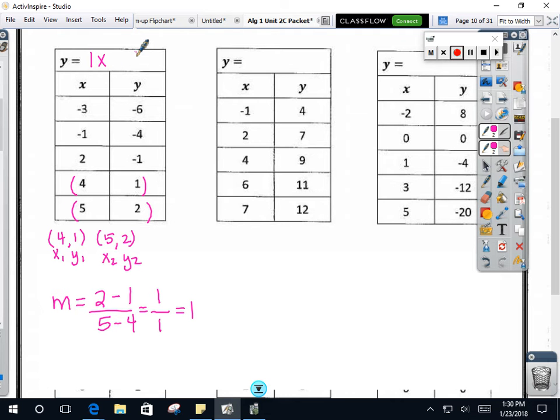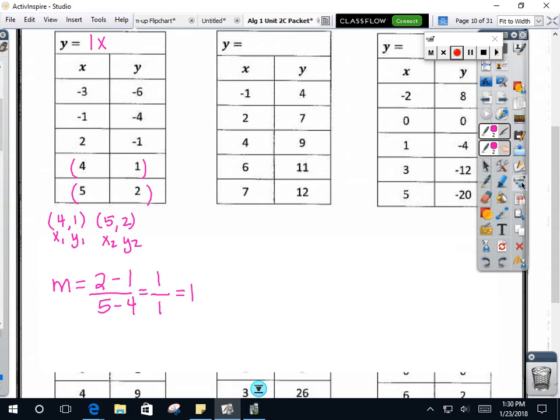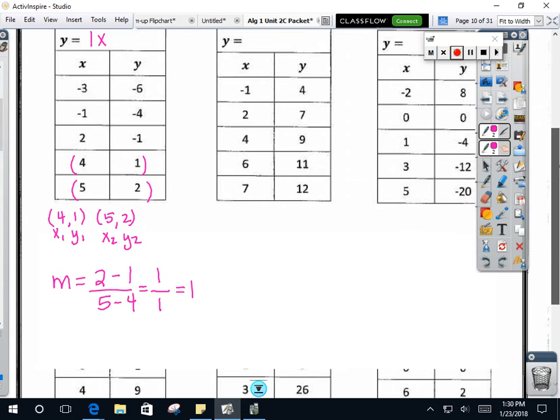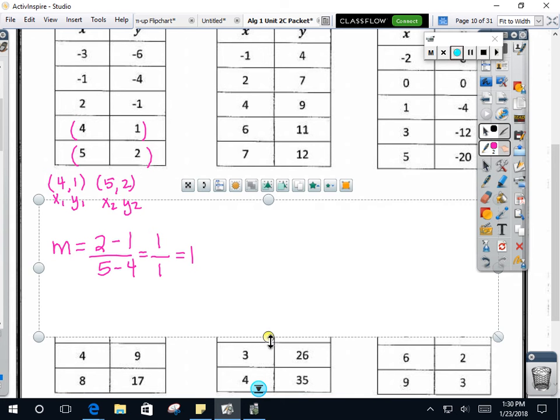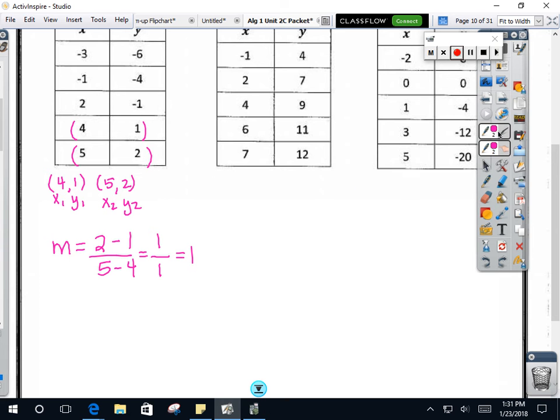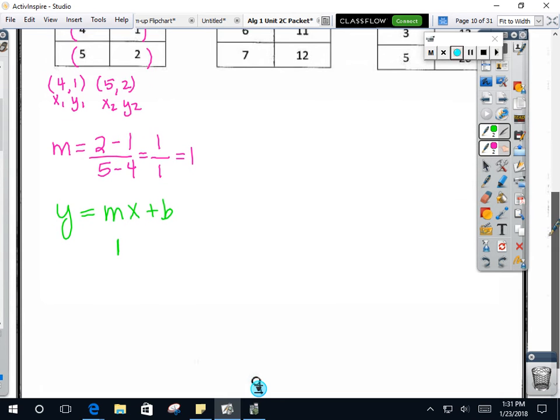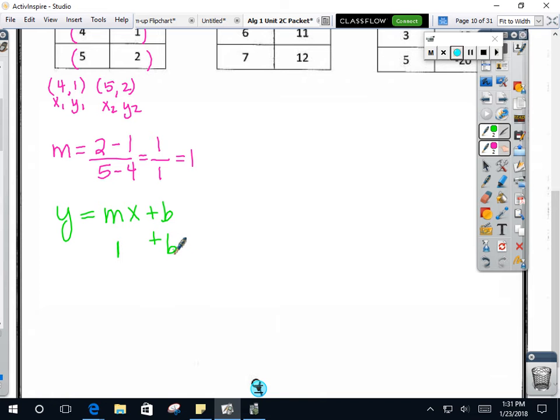With a table, sometimes it's simple to find the b. Sometimes all you have to do is look for when x equals 0. But they don't have a 0 in this table, so I'll show you one way to do it, and then on the next problem I'll show you a different way to do it. One way to do it would be taking y equals mx plus b, and replacing the letters that you know. Like, so far we know that the m is 1.